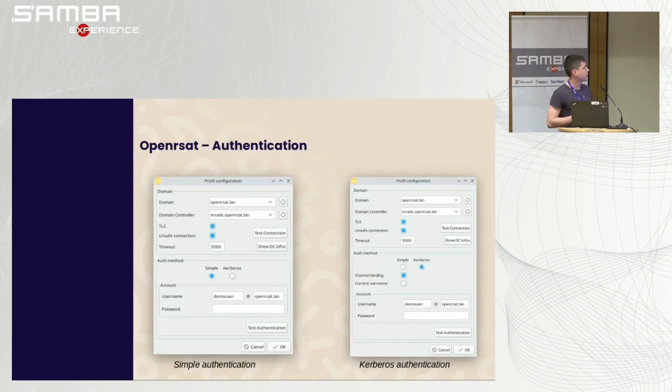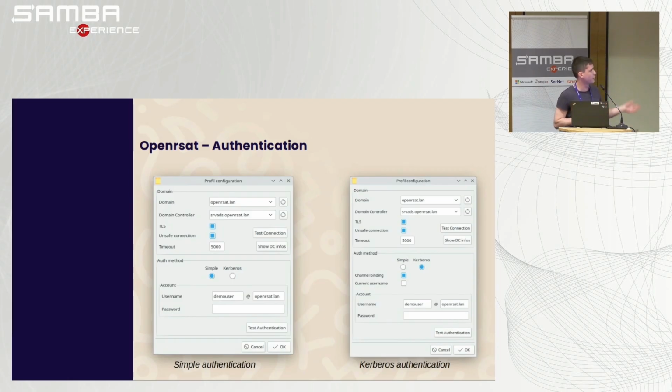So this is the authentication page. There are two ways to authenticate to your Active Directory. You can do a simple authentication or Kerberos authentication. And you can select the domain name and the domain controller you want to connect to, because you don't need to have your computer joined to the domain to configure and administrate your Active Directory. You can do it with a machine that is not joined to the domain.